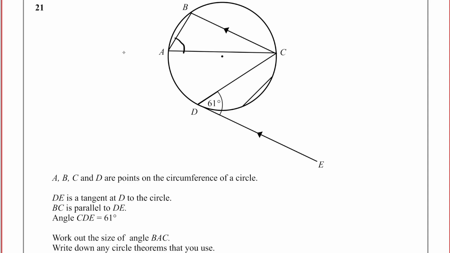So firstly, not a circle theorem, but alternate angles are equal. I'll write it down. In another question, it could say, give a reason for each stage of your working. So these Z angles are alternate angles.